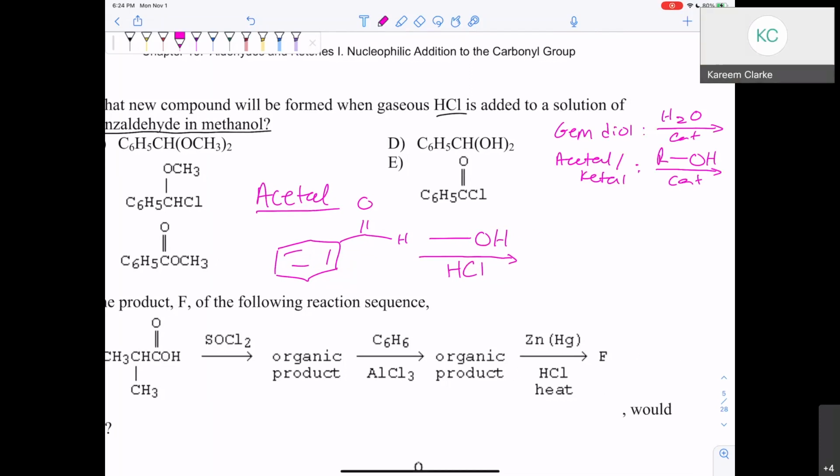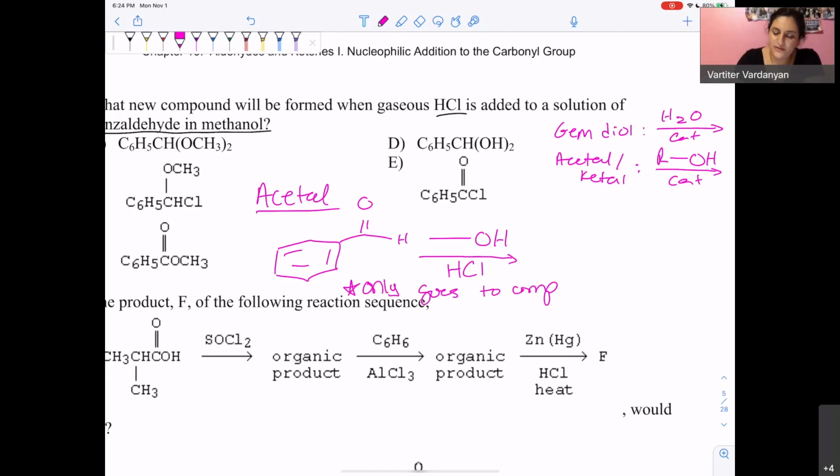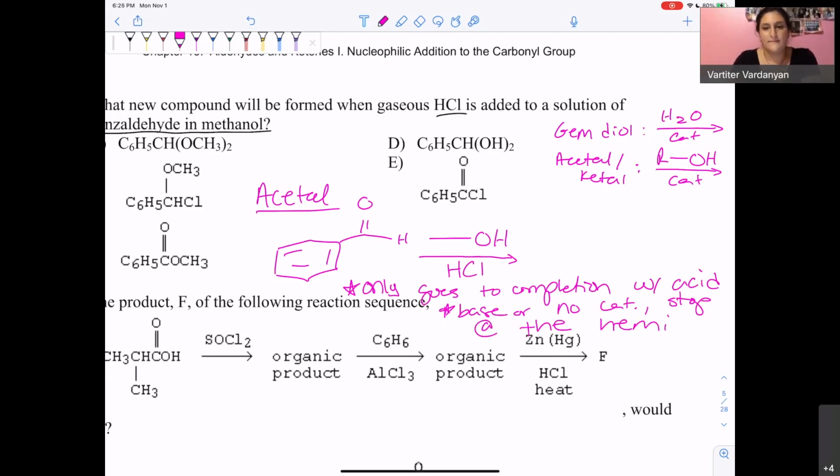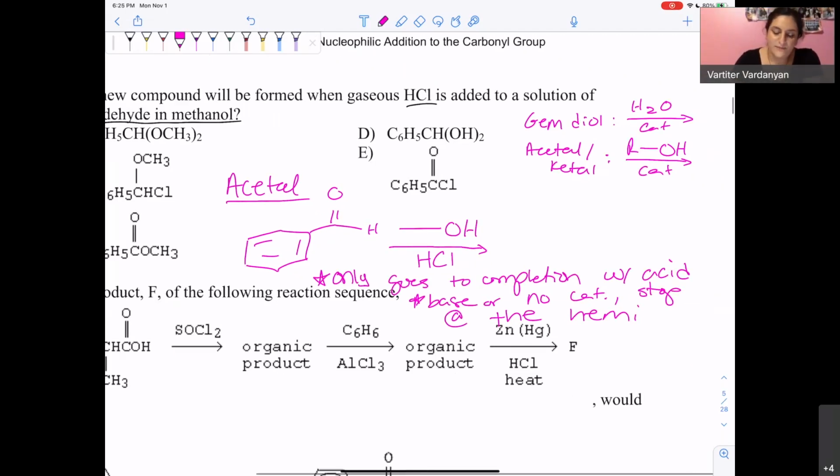And a little note for the acetal ketal reaction, it only goes to completion with acid. So if you have base or no catalyst, you stop at the hemi. Doesn't matter for this example because we do have an acid catalyst.